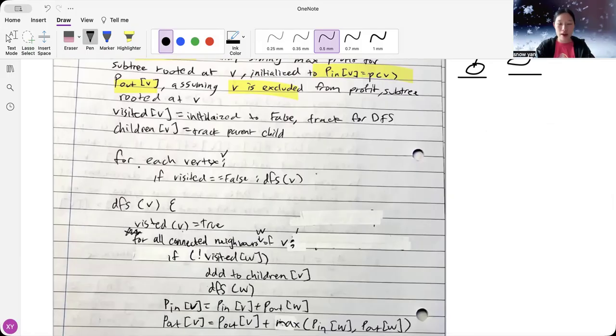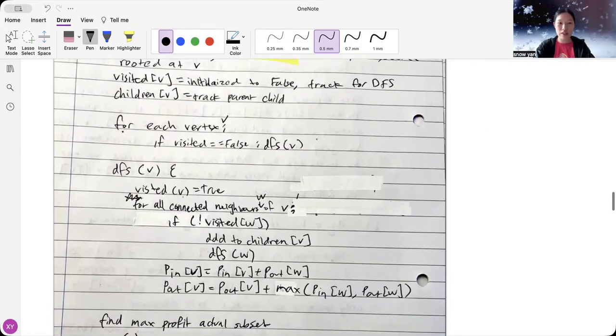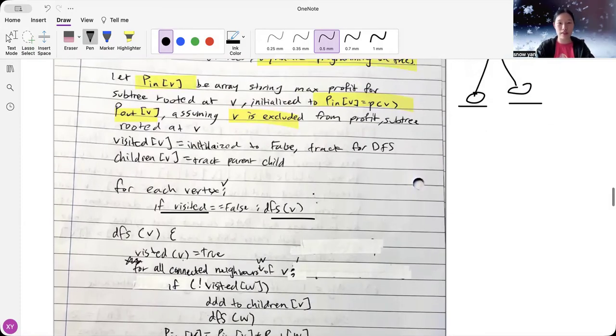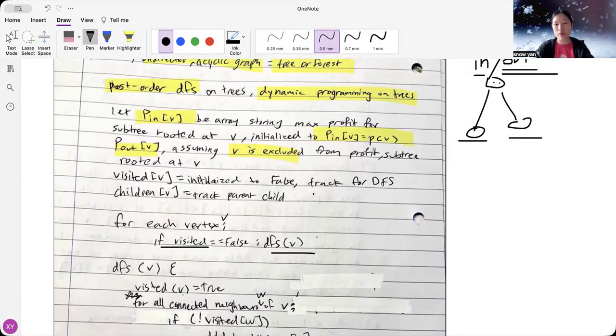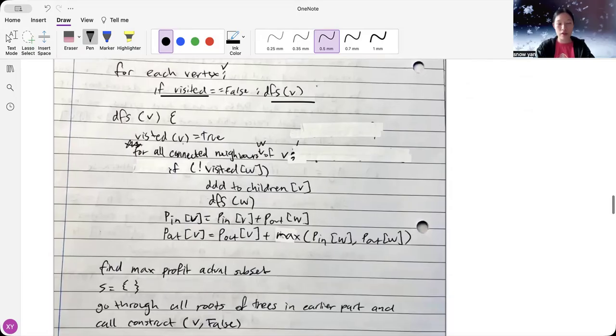Then specifically, what the algorithm would look like is, I first go through each of the vertices, and if it's not visited yet, then I call the DFS algorithm on it. That way I make sure I go through all the vertices, because it might be a forest rather than a single tree, right? Not all of it might be connected. So that's why I have this for loop.